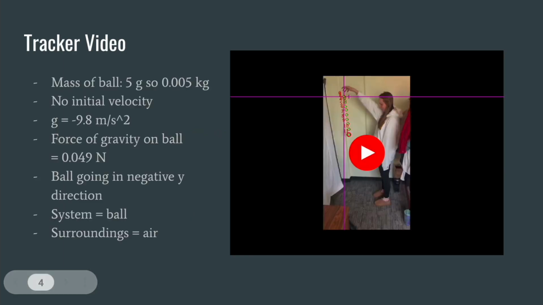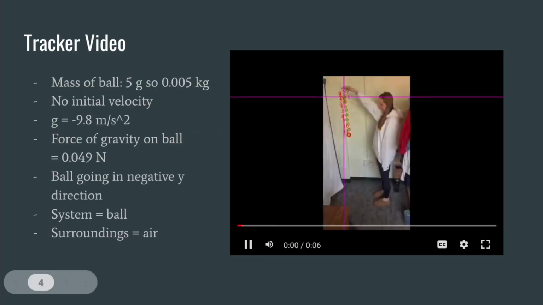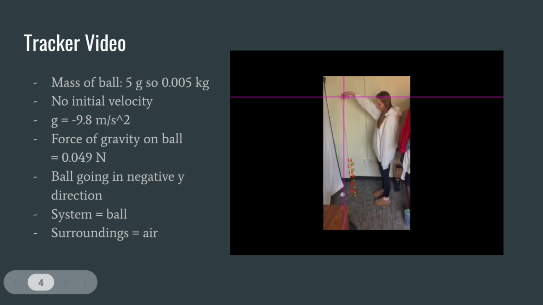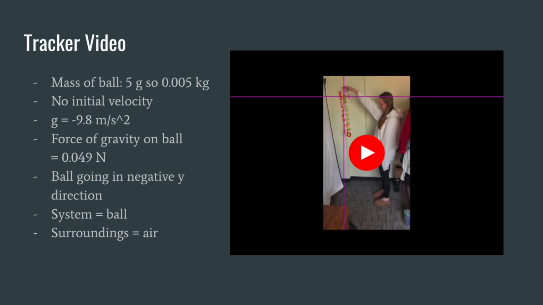So this is my tracker video. For this, the mass of the ball was about 5 grams, so 0.005 kilograms. No initial velocity, and the force of gravity on the ball by itself is 0.049 newtons. The ball is going in the negative y direction, and the system is the ball and the surroundings are the air.